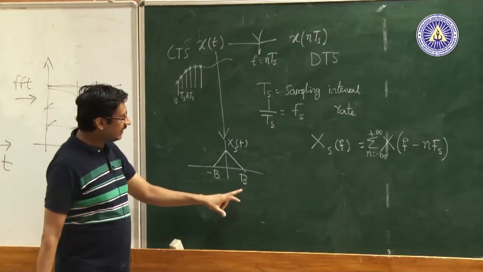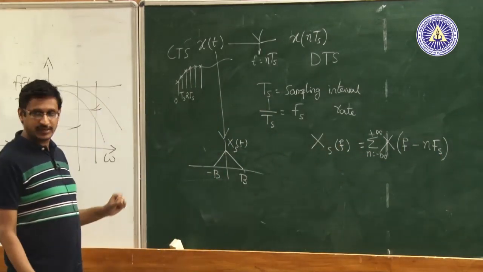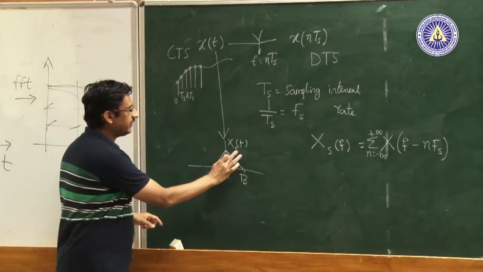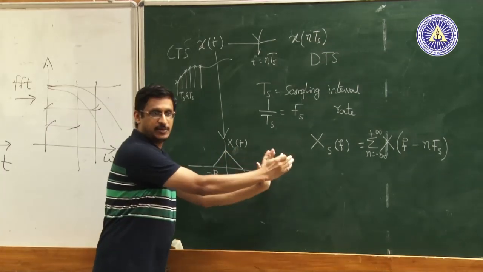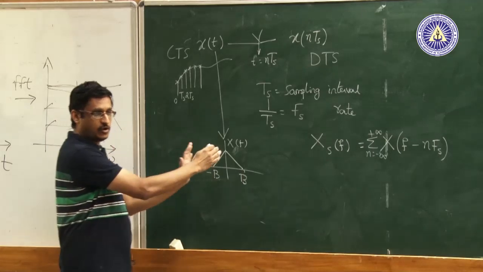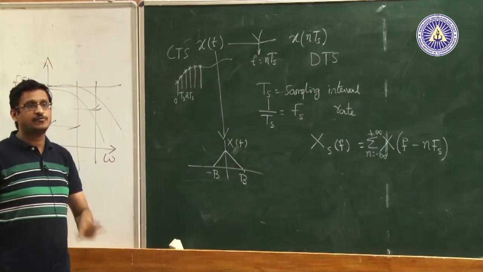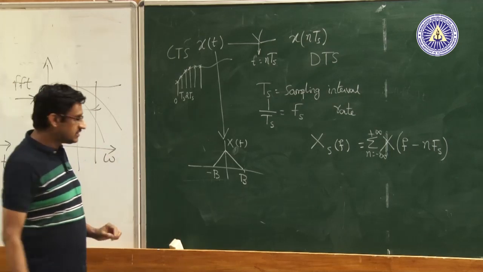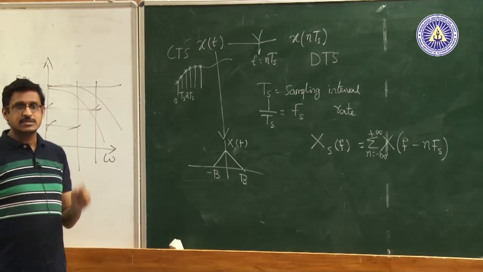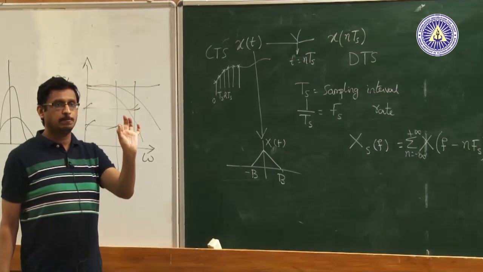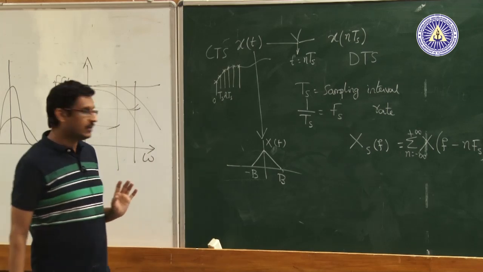Now, I want to relate B and Fs. Let me ask you this, maybe some of you can get this. This is X of f. I know that Xs of f will be a shifted replica of this one. I have to shift all the way from minus infinity to plus infinity. What is the minimum value of Fs that I need such that the shifted versions do not overlap with respect to each other? Suppose Fs is equal to B.